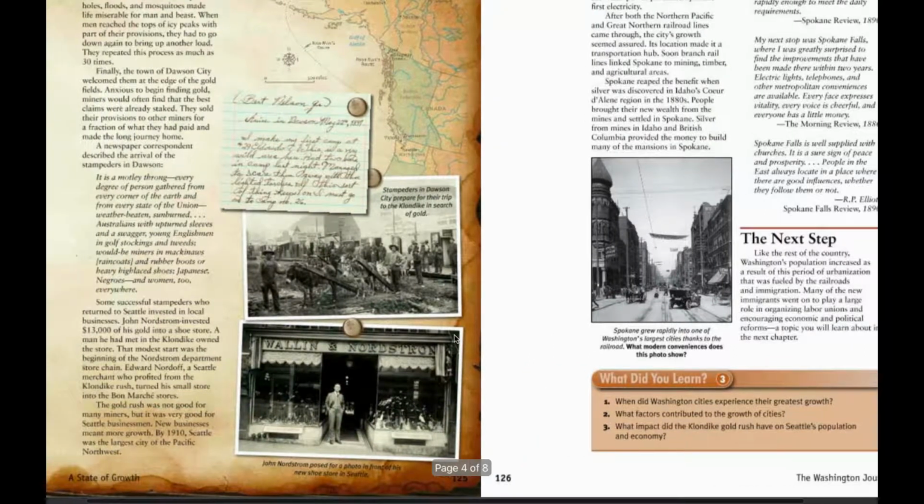Okay, one store that still remains was built by a man named John Nordstrom. He took $13,000 of gold that he got and started a shoe store. Okay, that is the Nordstrom department store chain that's nationwide now that still is in existence.